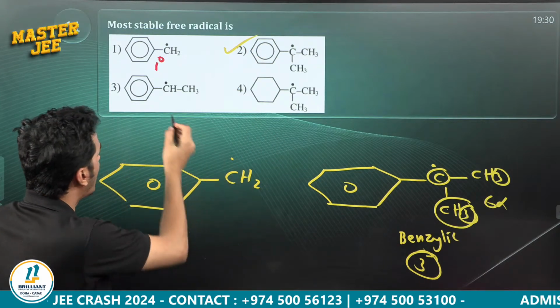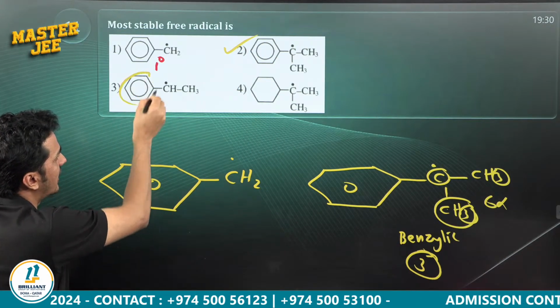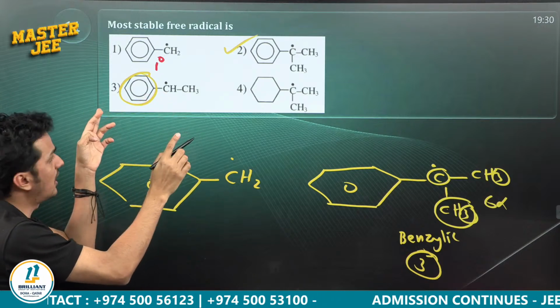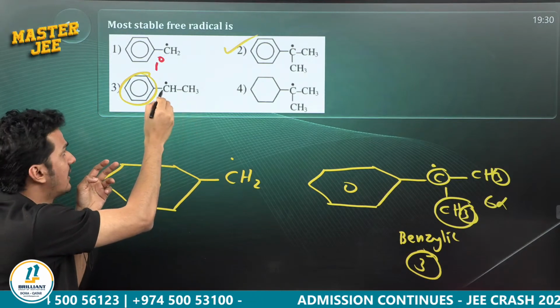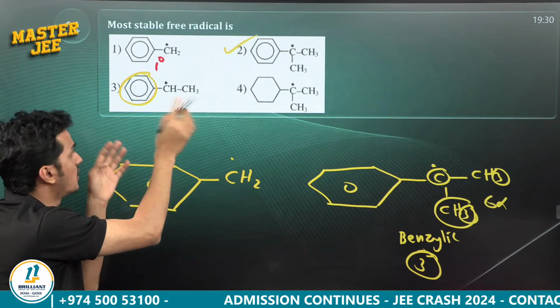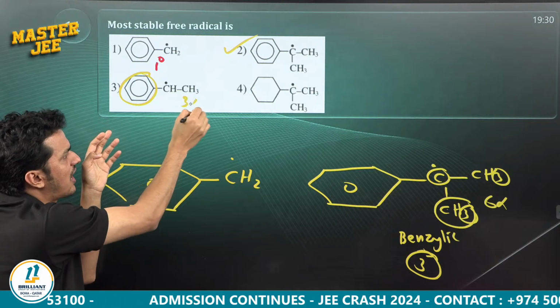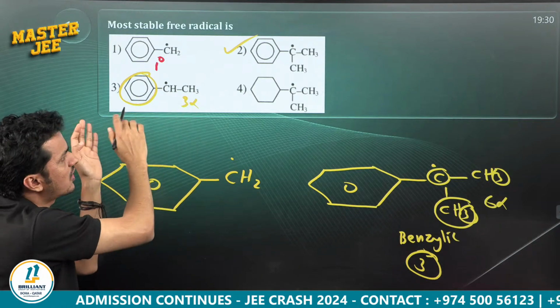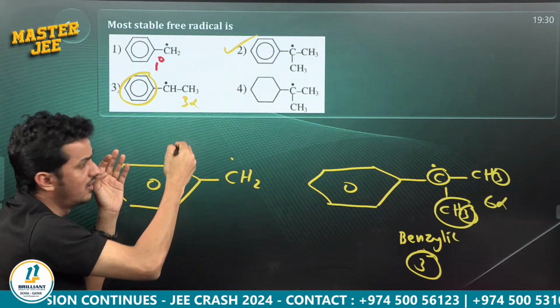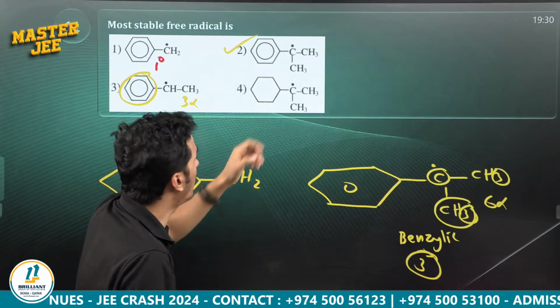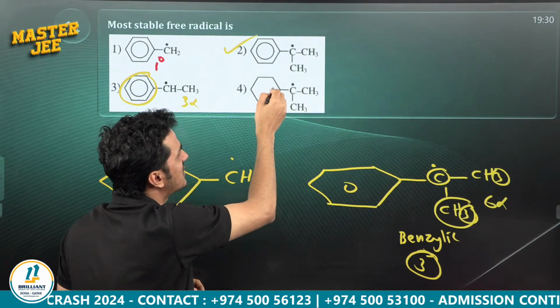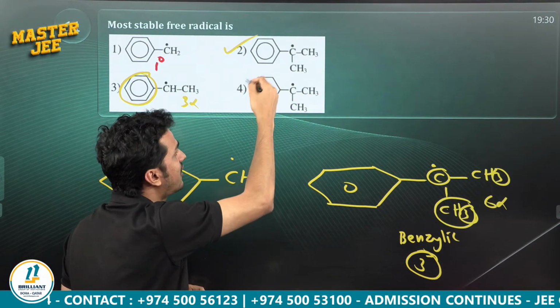More stable. What about this one? Here with the benzene ring, resonance will be there. With this CH3, they can show hyperconjugation. But here only 3 alpha hydrogen atoms are there, so compared with the previous one, it is less stable. What about this one? Don't think that both are the same. Here this is not a benzene ring. This is cyclohexane.